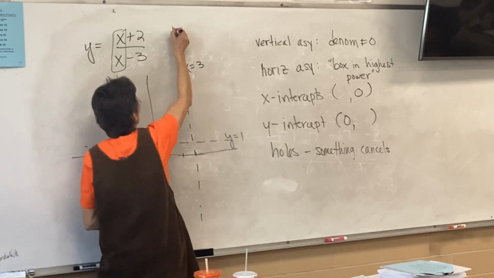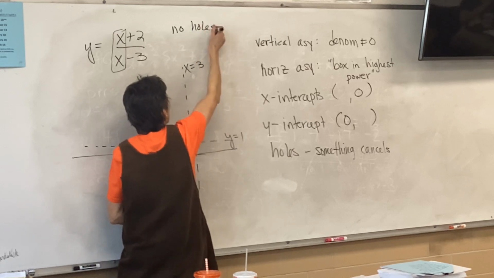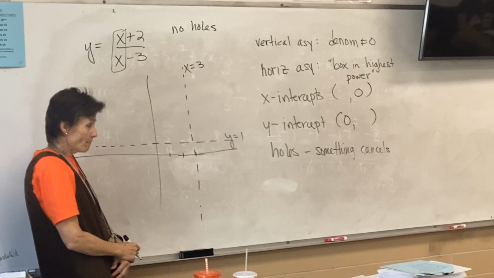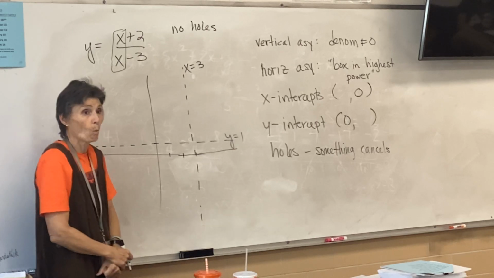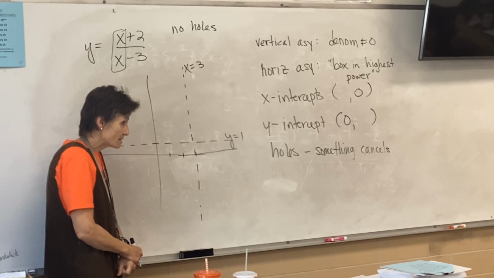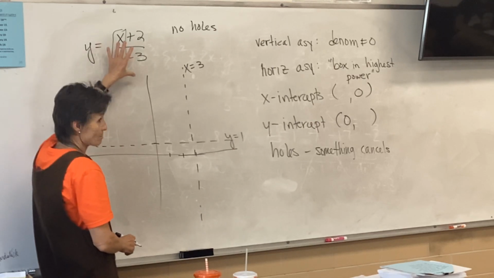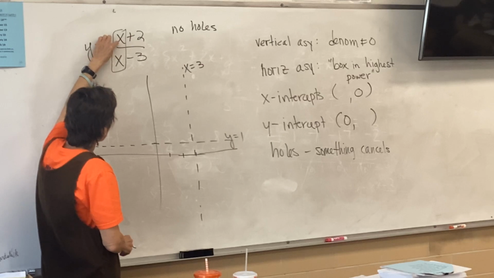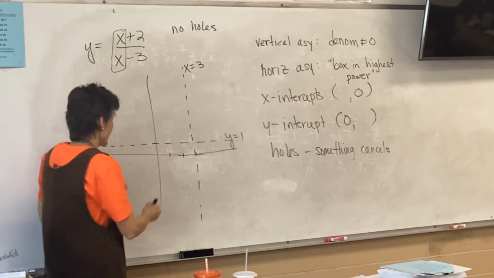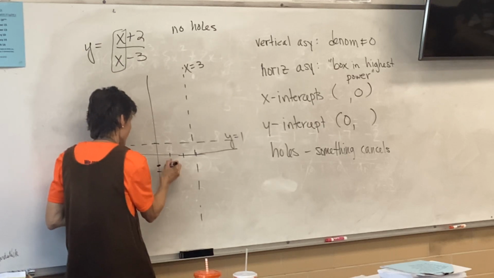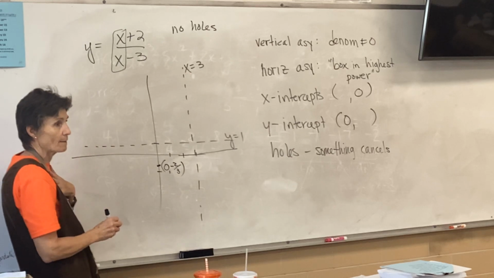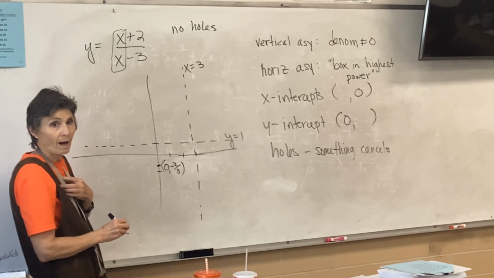So I'll just make a note up here. No holes. But I need to find my intercepts. So remember, if you want your y-intercept, you let x be 0. So let's let x be 0 in our problem. If we let x be 0, what do we get? Negative 2/3, right? So 0, negative 2/3. There's my y-intercept.